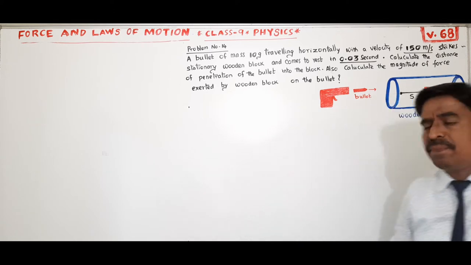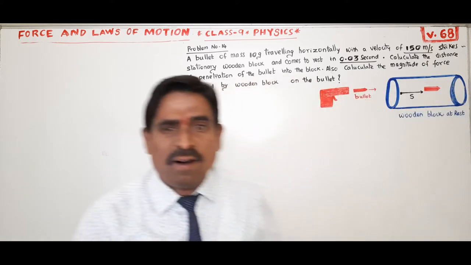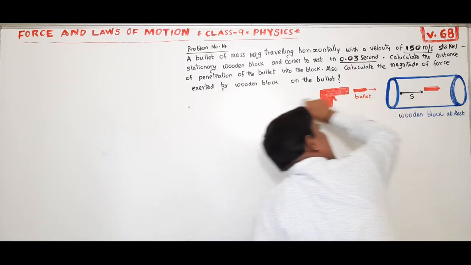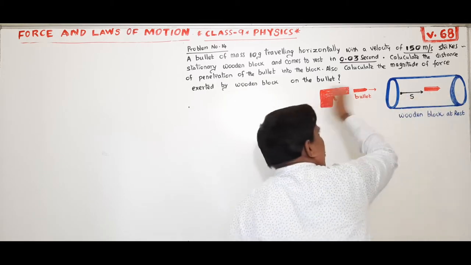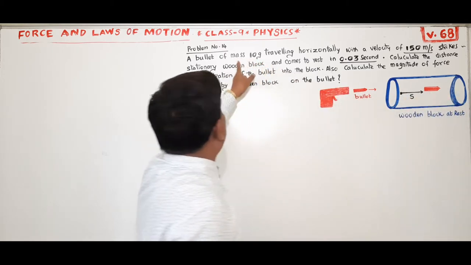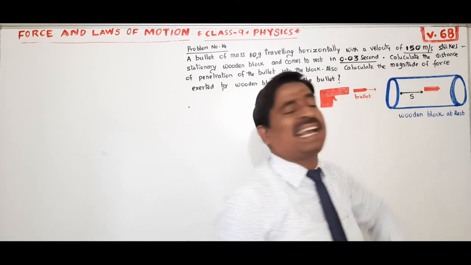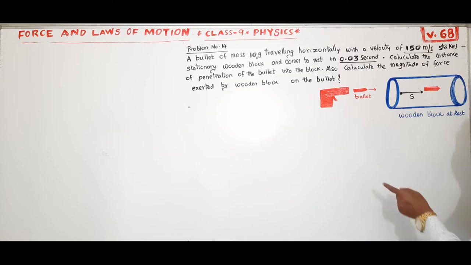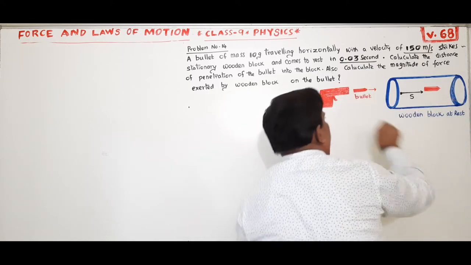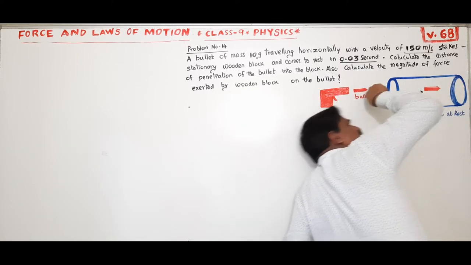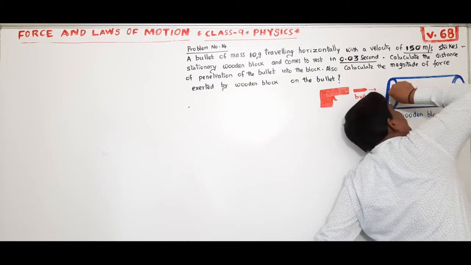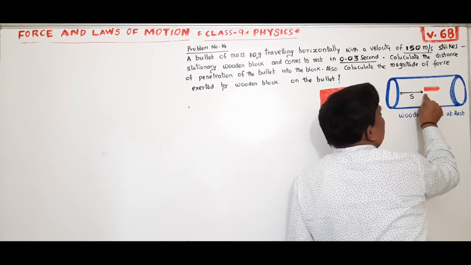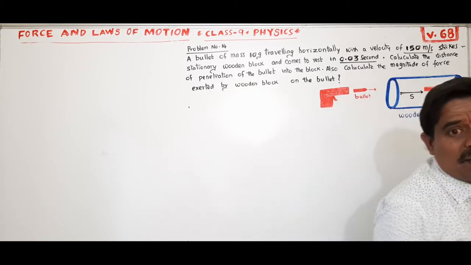In this problem, there is a gun. We fire the gun. The bullet is moving. Initially, the initial velocity of the bullet is 150 meter per second. The bullet strikes the wooden block and penetrates inside. After penetrating some distance, the bullet is stopped.